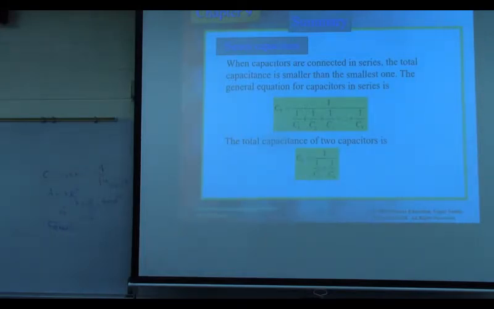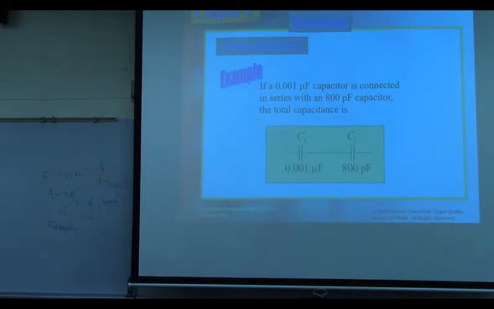So this one is 1 over C1 plus 1 over C2, or you can use the product divided by the sum. That is only applied for two capacitors. Use the product over sum. Alright, now example. Everybody do this.